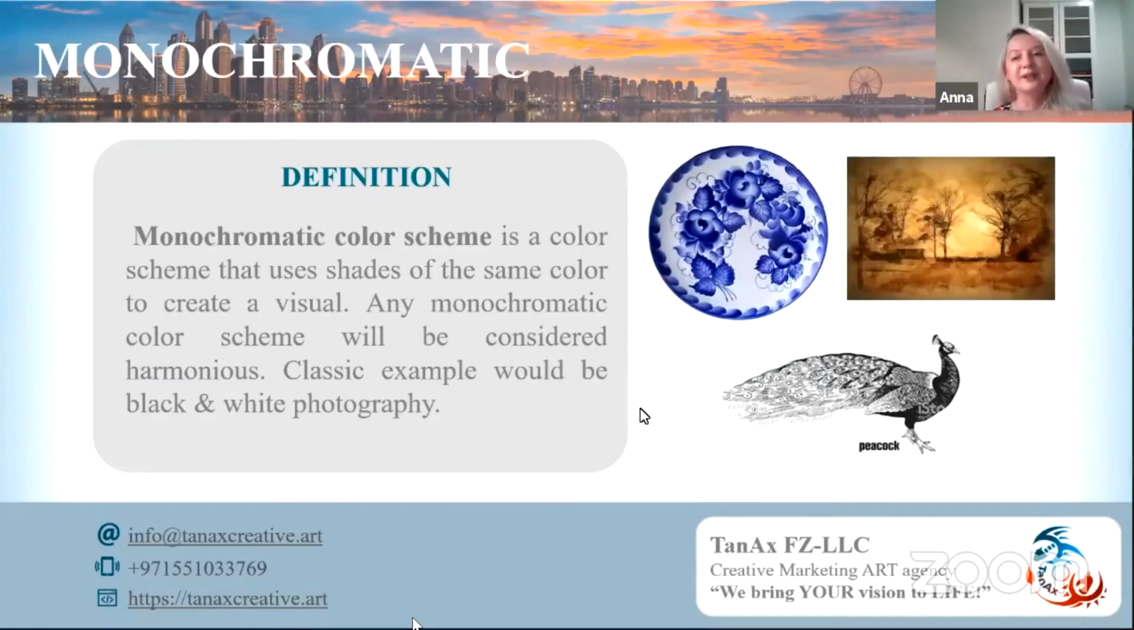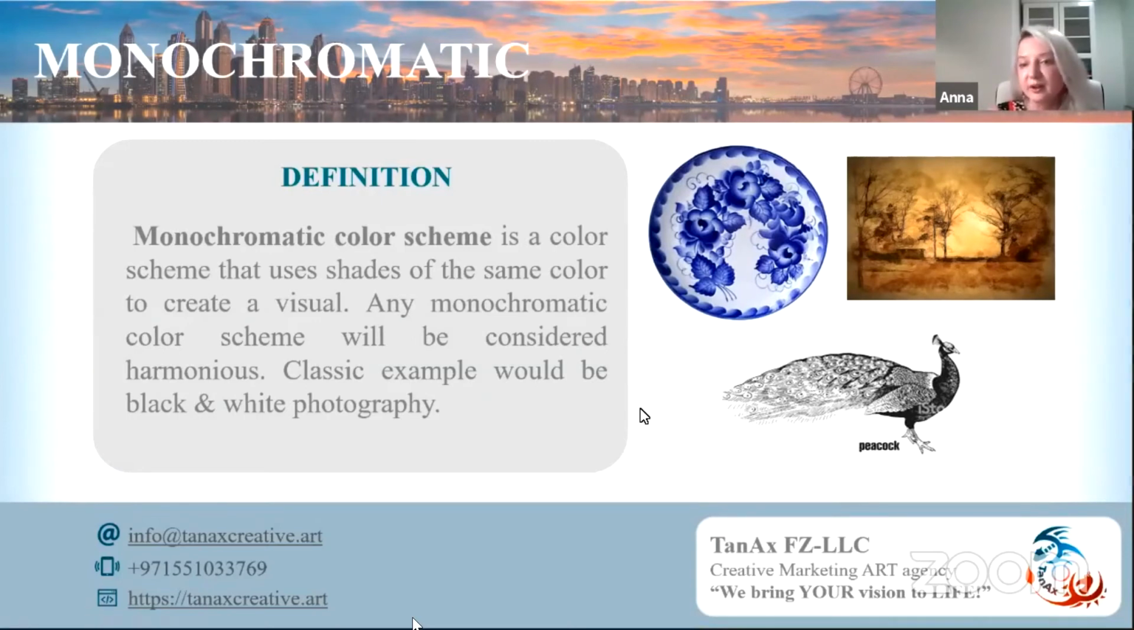Now, let's go into the color schemes. The simplest way of creating color harmony in your visual is using a monochromatic color scheme. The most basic monochromatic color scheme is black and white. And we have seen that in photos. This can work great. There are beautiful photos that are in black and white. We have seen an example earlier.